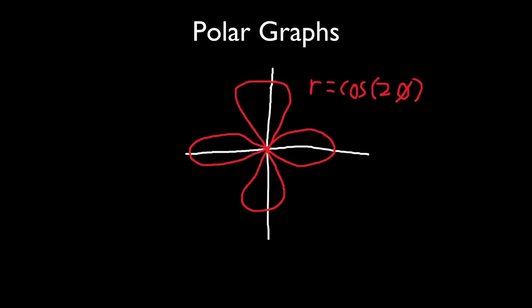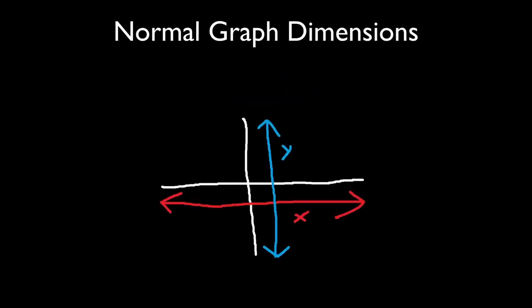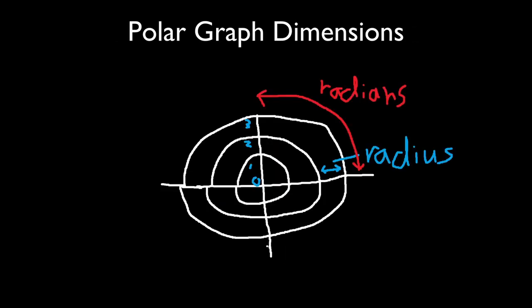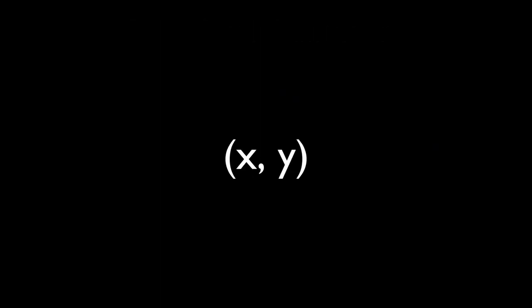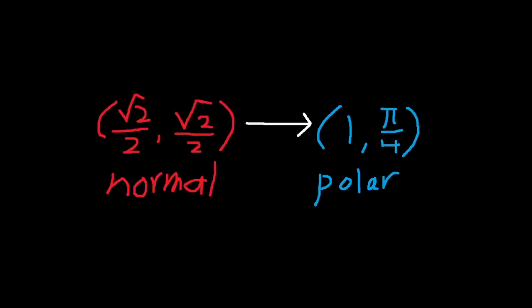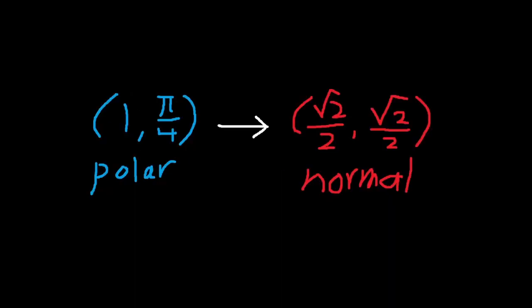Next, we have polar graphs. Unlike a normal graph that displays data on an x-axis and y-axis, polar graphs show data by the radius and radians of a point from a trigonometric equation, instead of the coordinates x, y. Polar graph coordinates are r, theta. You are able to convert normal coordinates into polar coordinates, and vice versa.